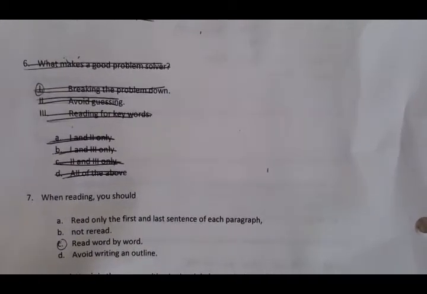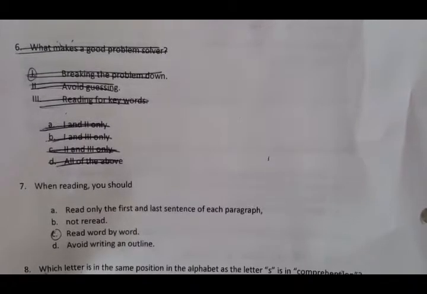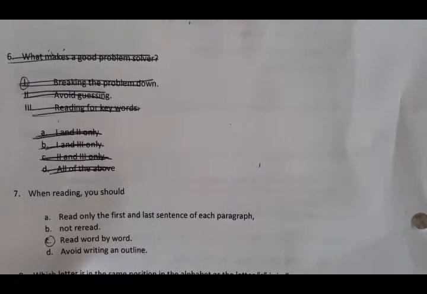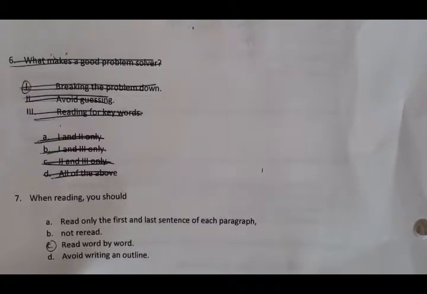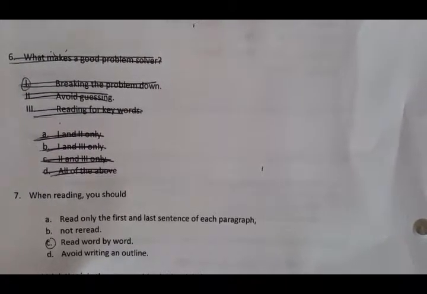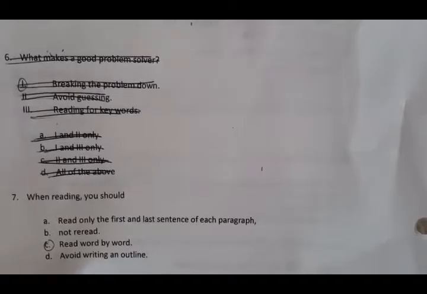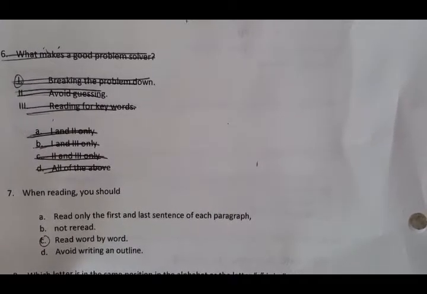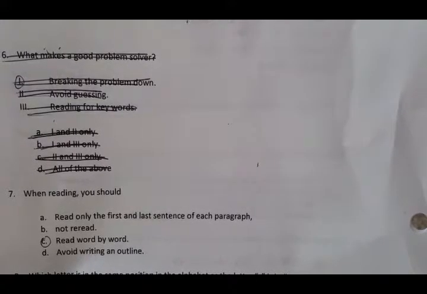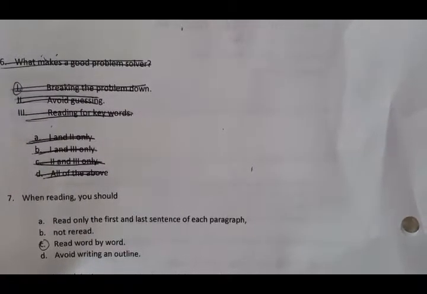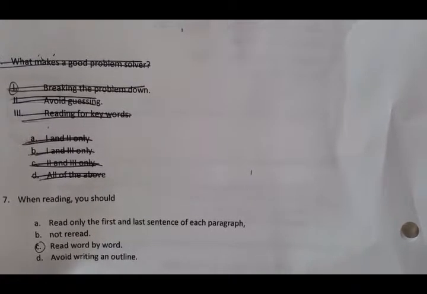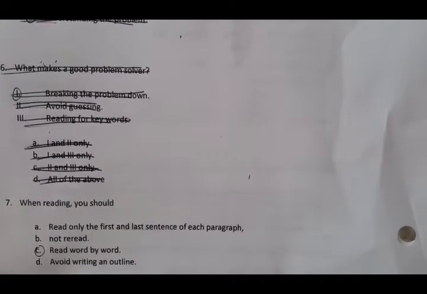Then on question 7, it asked us, when reading, you should. Reading only the first and last sentence of each paragraph is once again just picking only parts of it, and you can miss valuable information, so that's not good. Not reread, well, we just answered that previously. You do want to reread if you can. Avoid writing an outline, that's not really going to help you. And reading word by word is definitely what you want to do. That's going to help you get all the information that you can out of it and make sure you understand it.